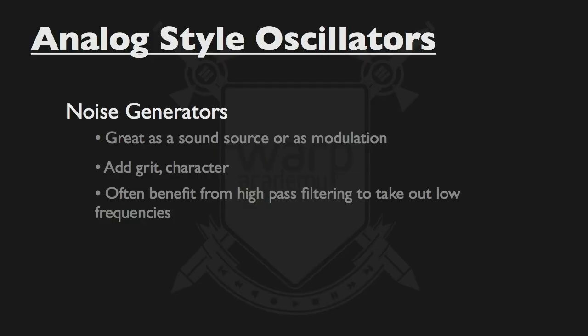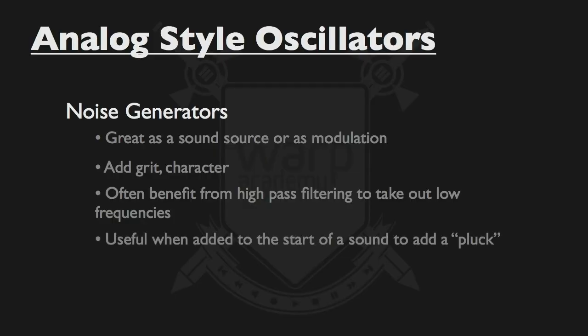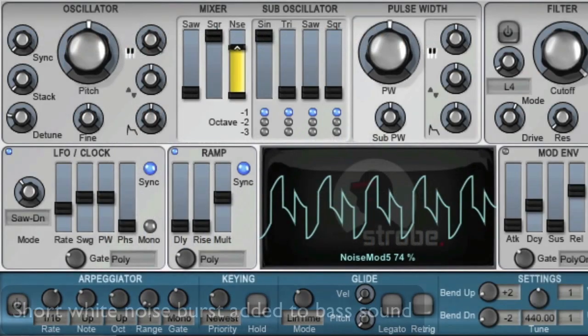With an envelope applied to a noise generator's volume with no attack and a very short decay, the noise generator adds a quick sibilant pluck to the start of the sound, sort of reminiscent of a stringed instrument or a percussive instrument.